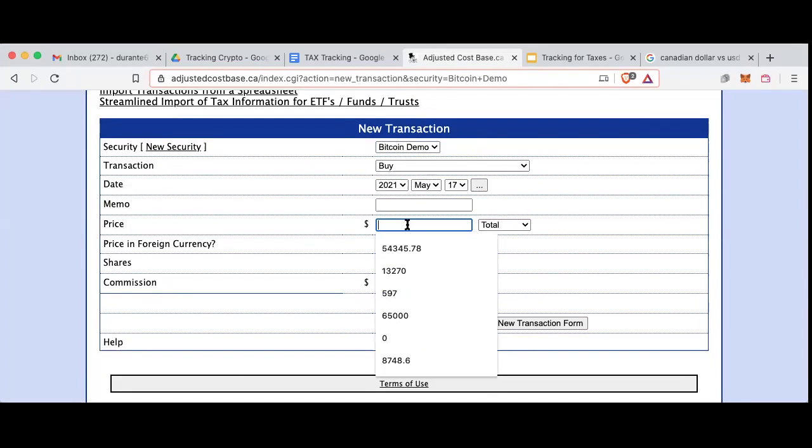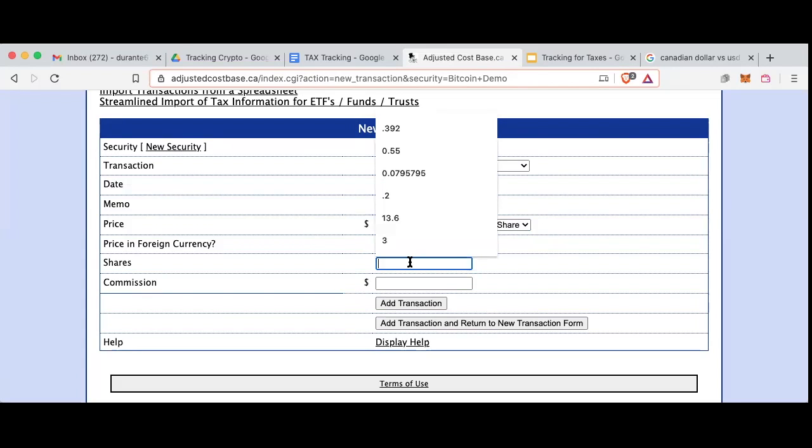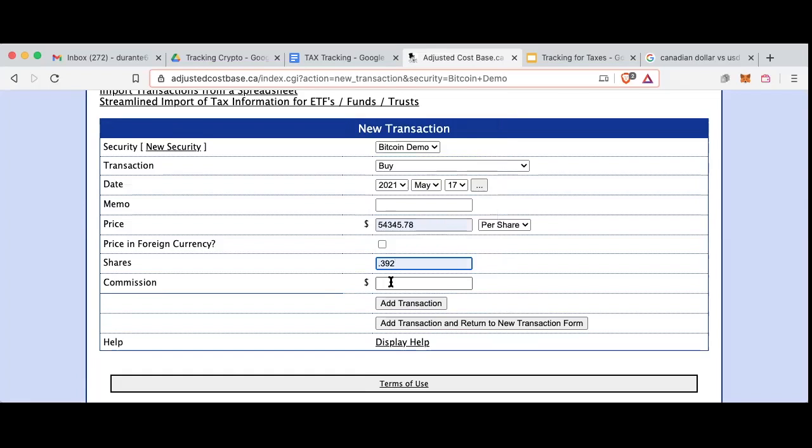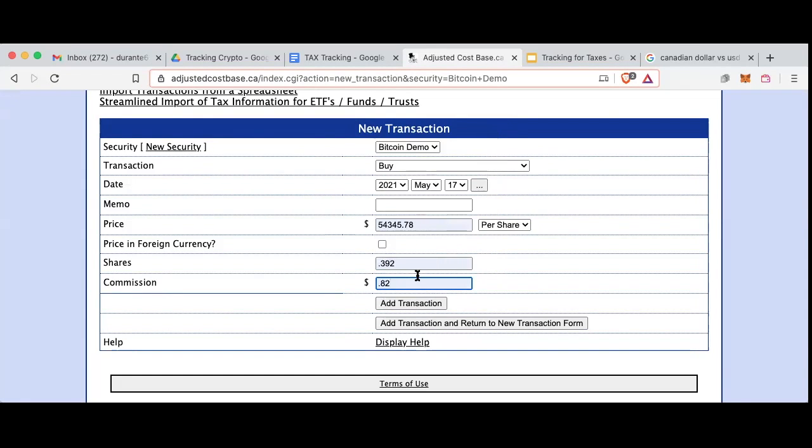The price was $54,345. I already have it pre-entered. Now it's not the total. I have to click on this box. That's the price per Bitcoin, so per share. How many shares did we buy? We bought 0.392 shares. I already have it pre-entered. The commission was 82 cents, so I have it pre-entered. And I click on add transaction.